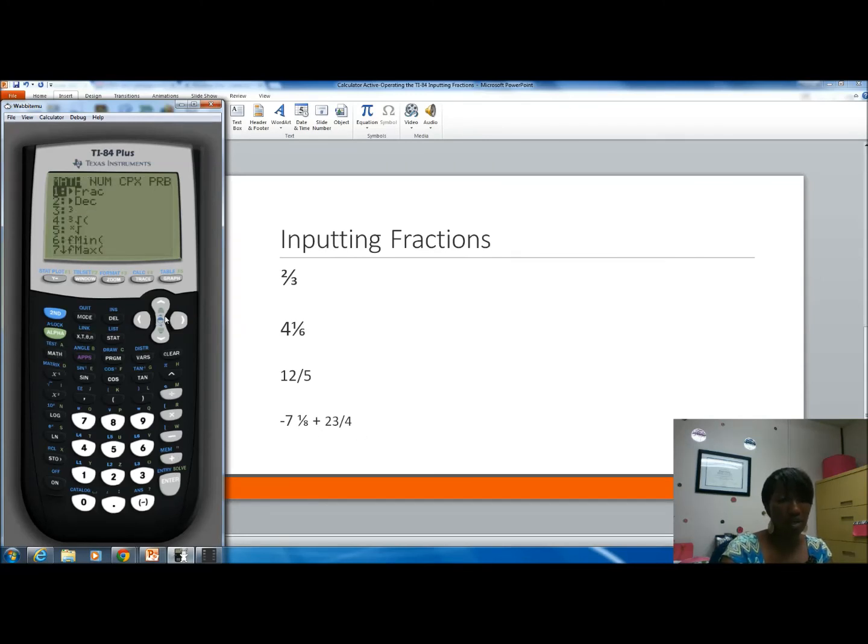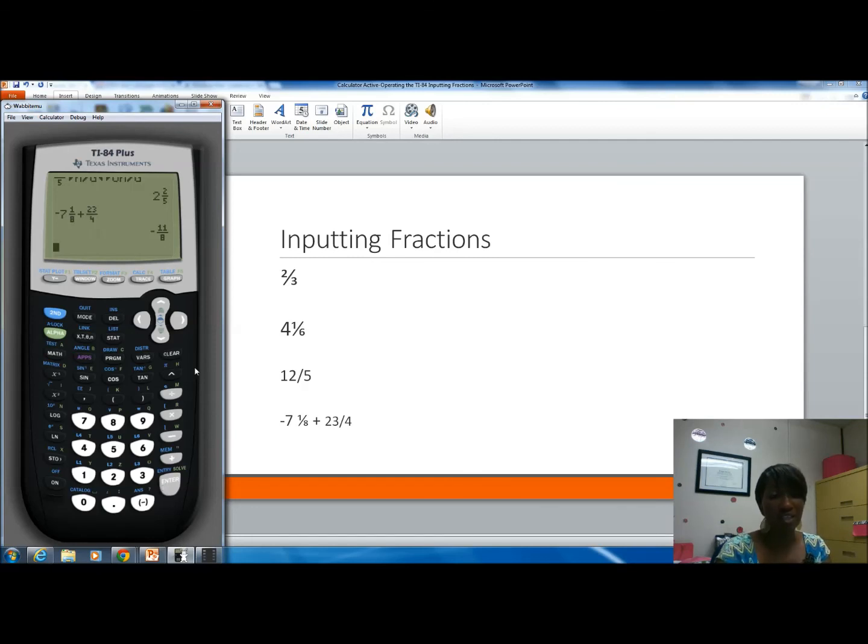So I'm going back to math, num, arrow down to letter D, I believe, yes. And now my numerator here is 23. Arrow down, denominator is 4. Arrow to the right, I'm done inputting those fractions. And then when I press enter, I get my answer. So again, my answer here is negative 11/8.